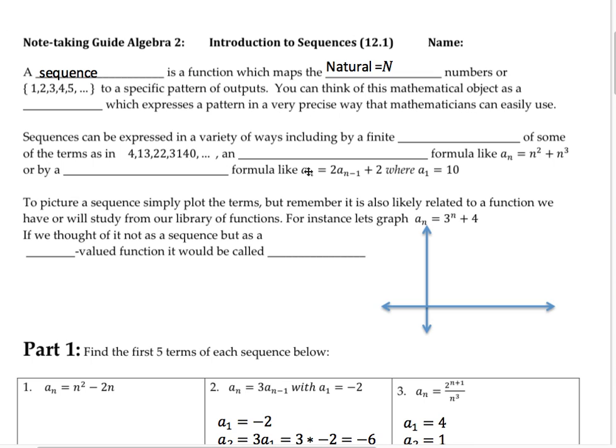You can think of this object, a sequence, as, first of all, a list. The easiest way to think of a sequence is just a list. It's expressing some kind of precise pattern in a very precise and easy to use way for mathematics and for machines. So sequences can be expressed in a variety of ways.